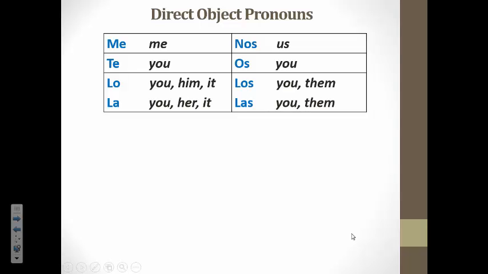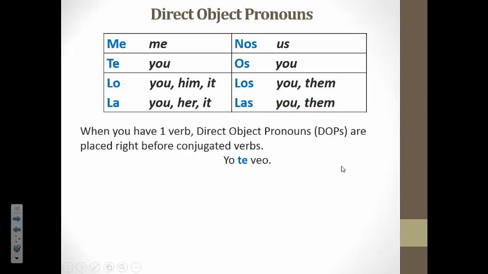Okay, let's go over how to use direct object pronouns in Spanish. On your note guide, I would like you to write down these direct object pronouns. They're written in blue. Okay, you know that me means me, te means you, lo means you formal, him or it, la means you formal, her or it, nos means us, os is you plural in Spain. You don't need to worry about that one. Los means you plural and them, and las means you plural and them.